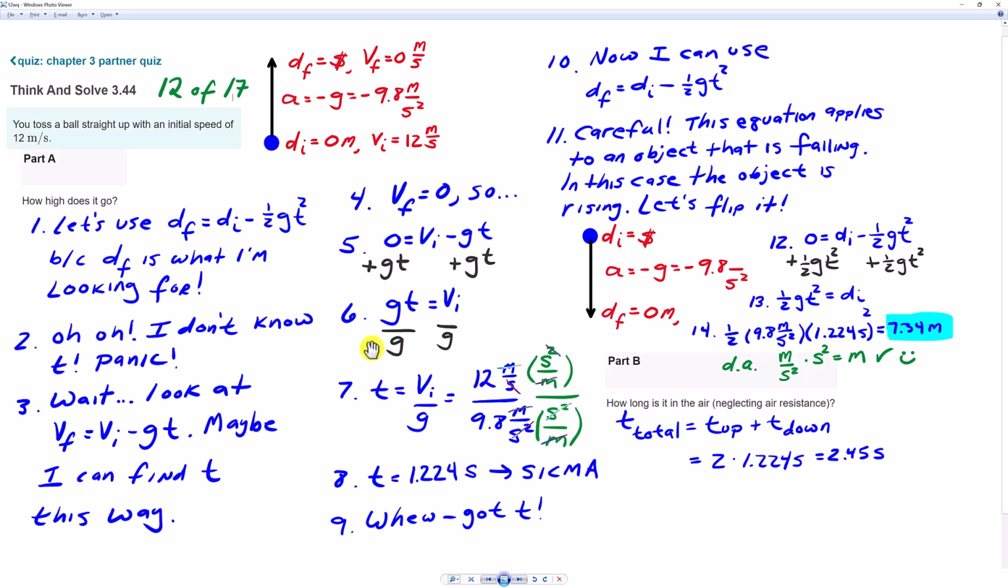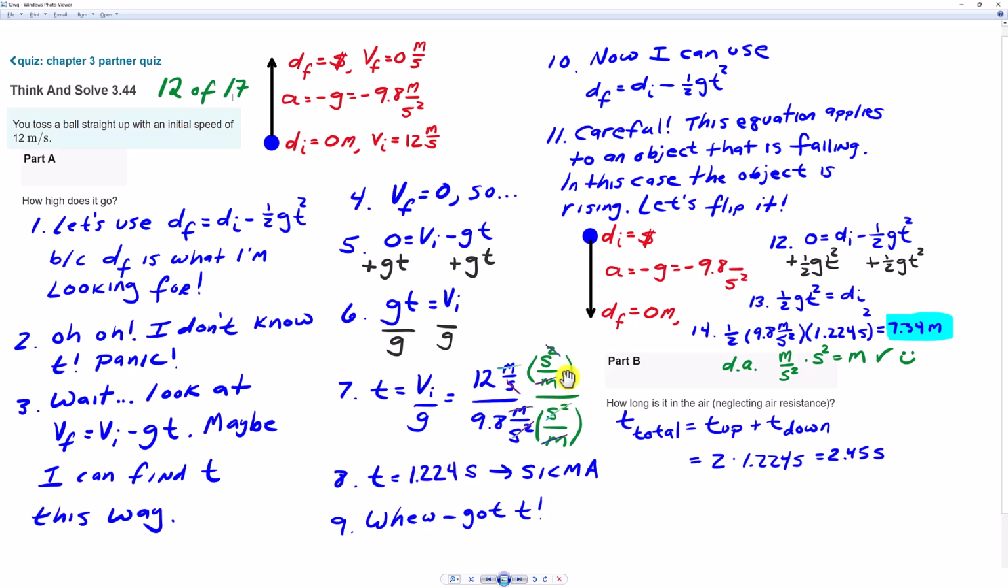And now I'm going to divide both sides by g. Divide the left side by g and divide the right side by g because I do want to get time all by itself. So if I divide both sides by g, these two g's cancel out. I'm left with t. My right side becomes v initial over g, and then I just plug in the numbers. So you can see here, and I'm showing that 12 divided by 9.8, according to my calculator, is about 1.224 seconds.